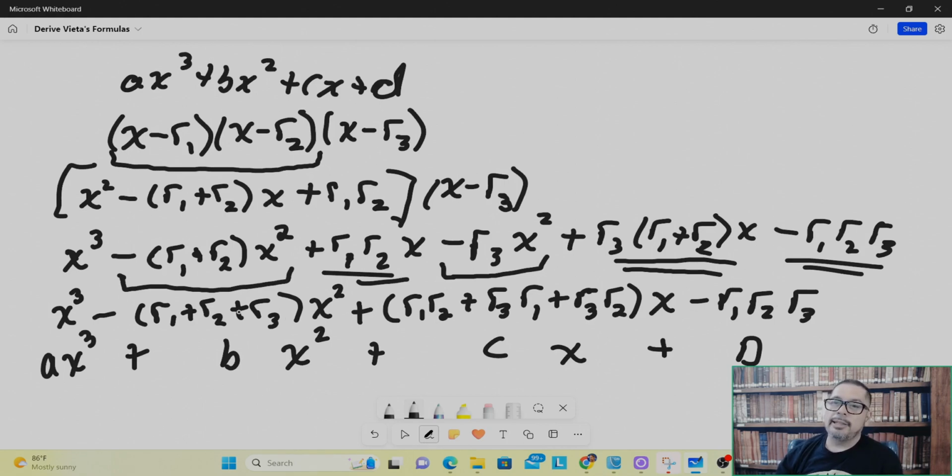So keep in mind the alternating signs. And notice that when you write it in standard form, in the nth degree polynomial, the n minus 1 coefficient will give the sum of the roots.